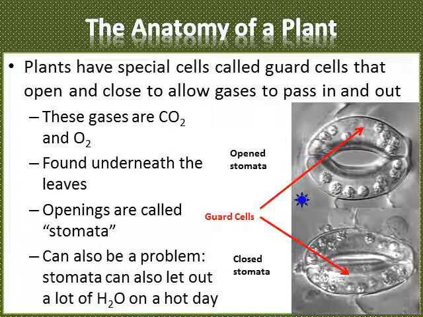Now, while this allows the plant to exchange gases that are necessary in photosynthesis, one of the drawbacks, one of the problems that this causes is that sometimes when the stomata are open during the daytime, when it's super hot, it's going to cause water to seep out. Okay, this is called transpiration. And water is very important for the plant. So if the plant loses too much water, it runs the risk of losing its structure and basically dying. Okay, so we'll talk about why that's important in a little bit.